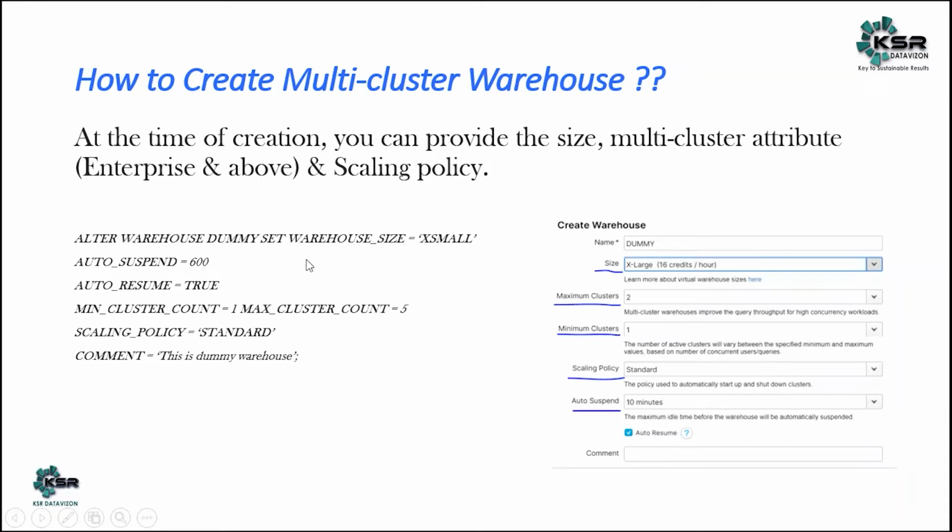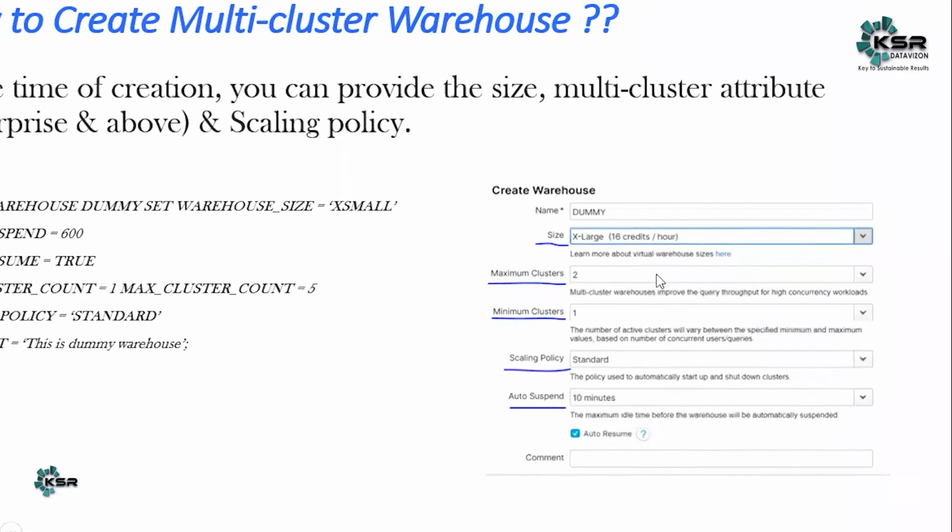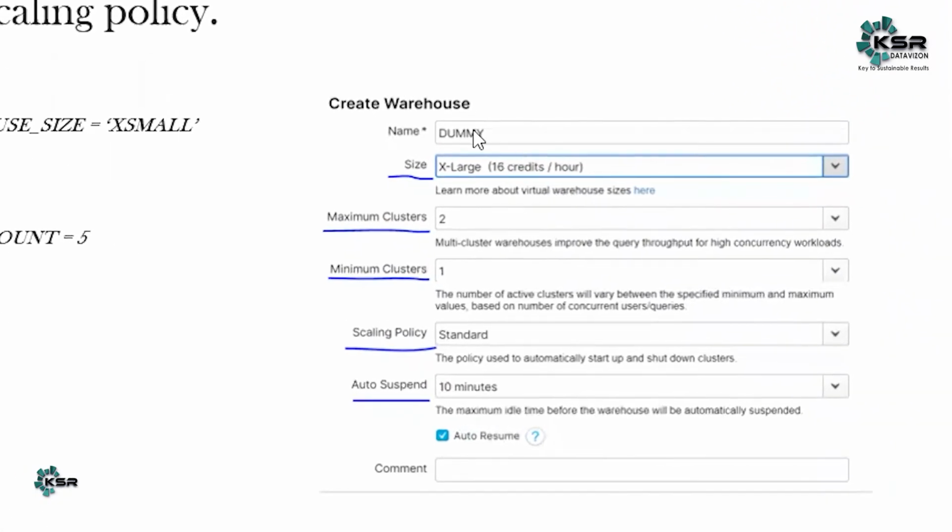Standard is going to be free, or for a very minimal query execution, something like that. So it is available only at enterprise and above. And scaling policy also. Whenever you open a warehouse, you will see this. For a multi-cluster warehouse, you have to name it, select the size of it, and set the maximum clusters and minimum clusters.